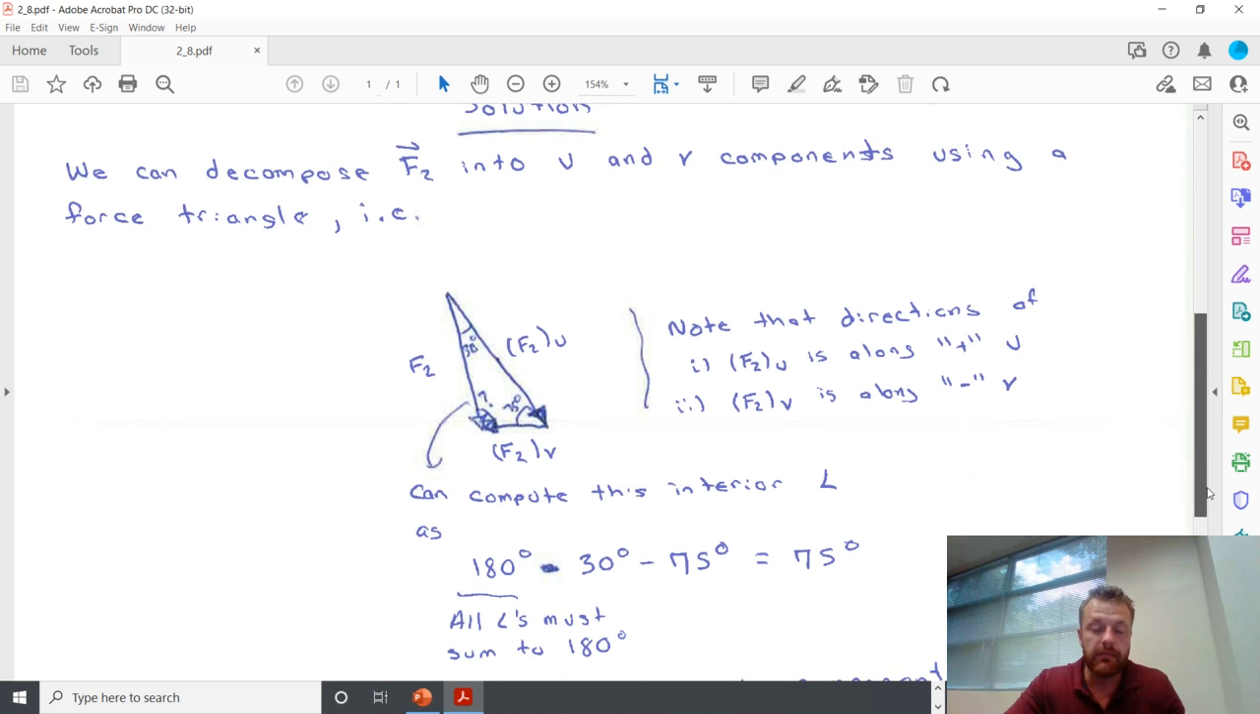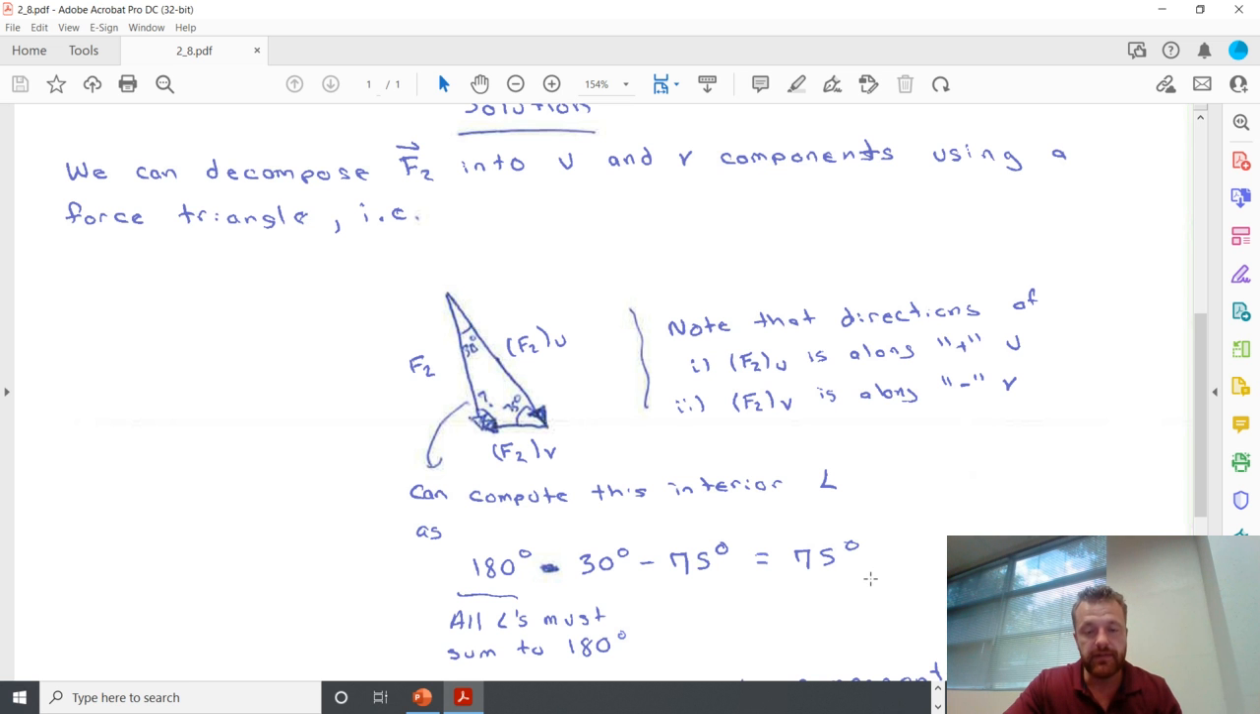And then in my original triangle, I have F2, and I know its separation from the U-axis is 30 degrees. I know the separation between the U and V-axis is 75 degrees. And in addition, I know that all of the angles inside a triangle must sum to 180 degrees. So I can compute this additional angle in my triangle that represents the intersection of the tip of F2 with the tip of the V component of F2.